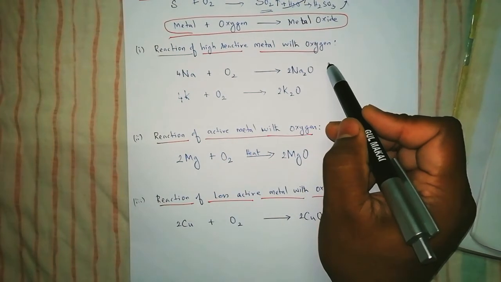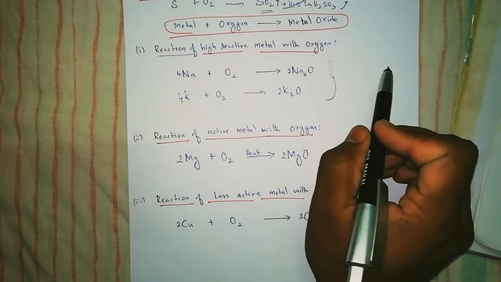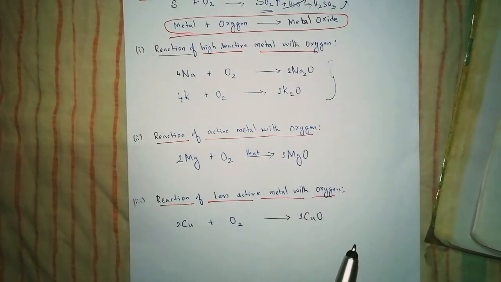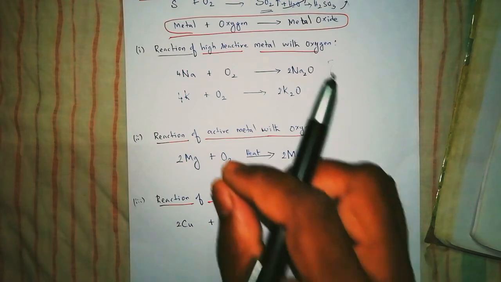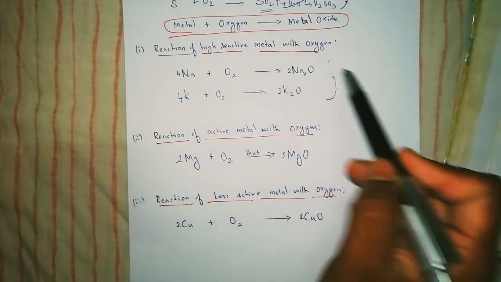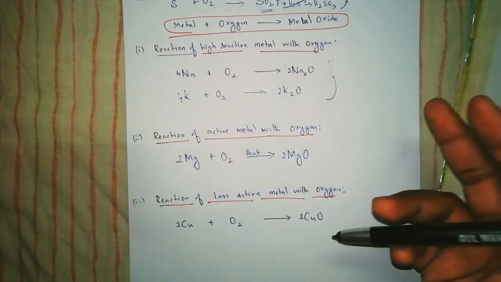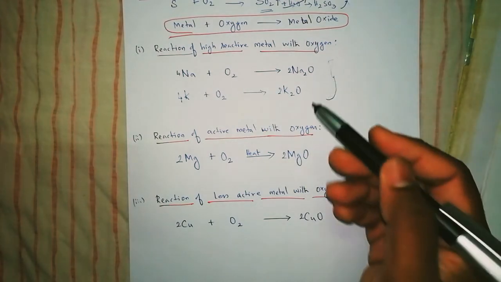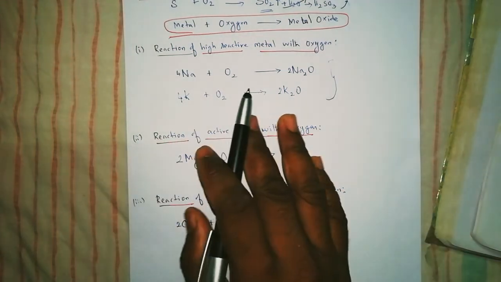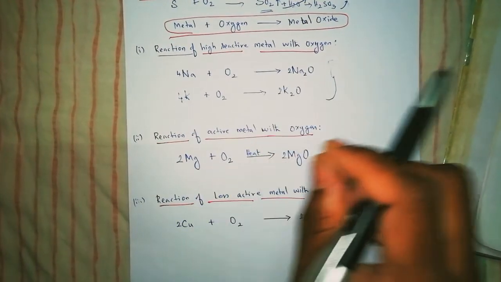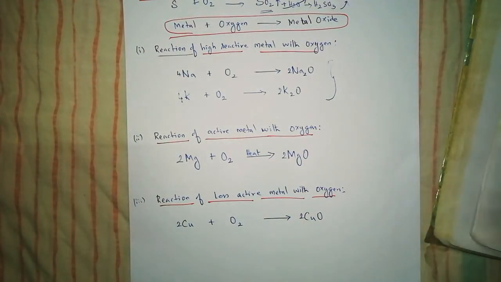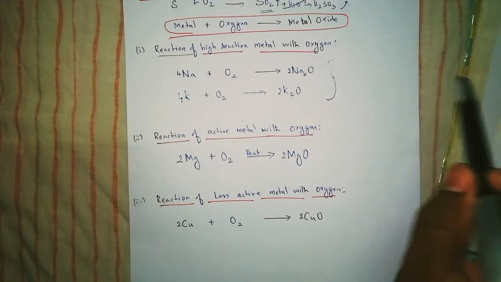In the case of an active metal, you need not heat at all, just a little bit. Just take sodium and keep it outside. When it reacts with the oxygen in the atmosphere, it spontaneously burns. It burns just like that. Even potassium, you need not heat at all. Take potassium metal and keep it outside. When it reacts with the oxygen, it burns. See, in this case, I am not heating at all.